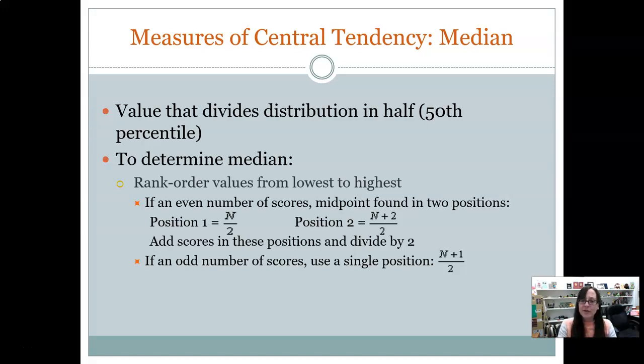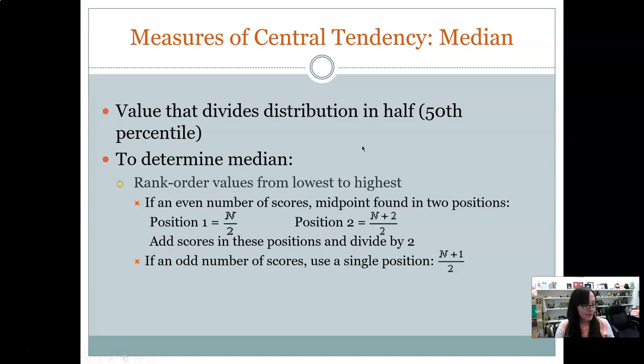Typically you have more than 6 positions. To find where that position is, the first position is n, which is the total number of your cases, over 2. So 6 would be 6 over 2, so it's our third position. Then for the second position, you add 2 to the total n. So with 6 values, it becomes 8 divided by 2, so it's position 4. That gives us our positions at 3 and 4. And then we would add the scores in those positions and divide by 2.